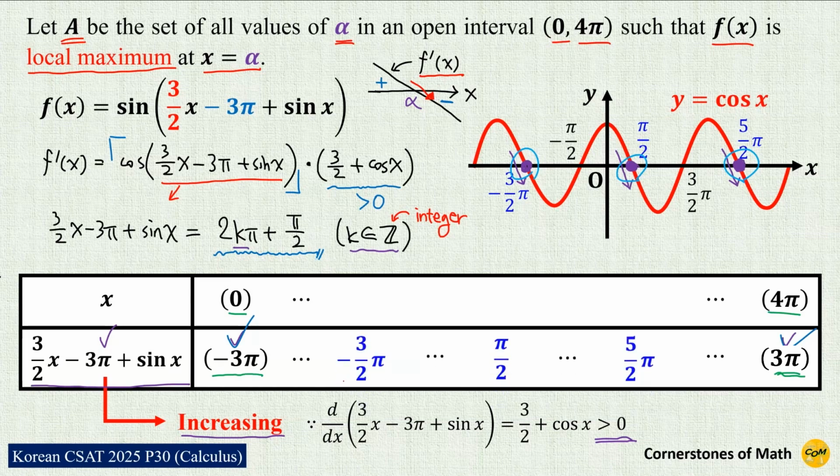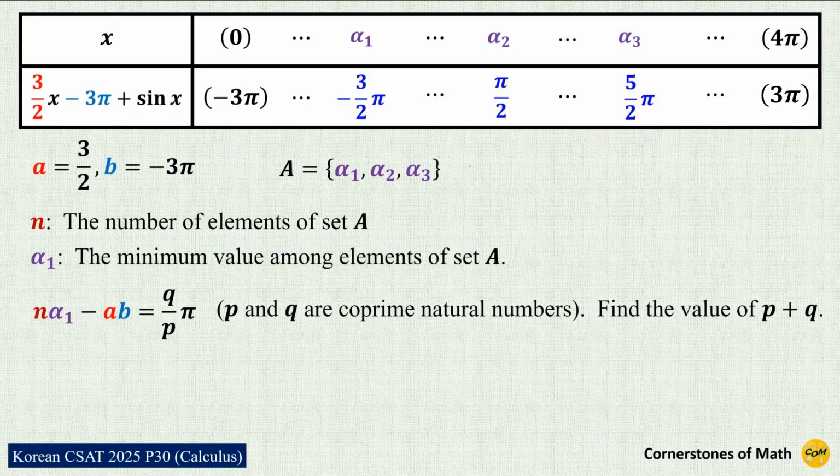And it is not difficult to find these three values, negative 3 over 2 pi, pi over 2, and 5 over 2 pi. And there have to be corresponding x values as well. It is given in the problem that the least of these three x values is called alpha 1. And for the remaining two values, let's just call them alpha 2 and alpha 3. So we have found all local maximum points where x is in between 0 and 4 pi. With these found, the rest of the problem is easy. N is defined as the number of elements of set A. Since set A has 3 elements, we know that n equals 3.